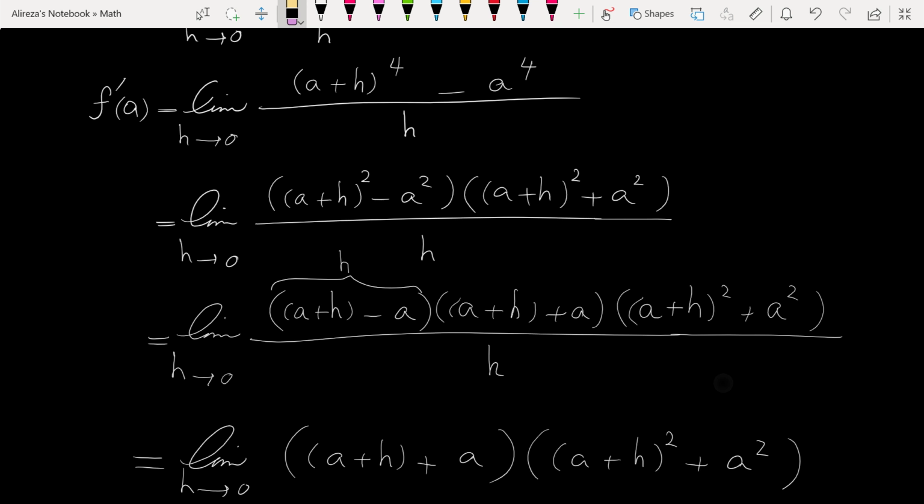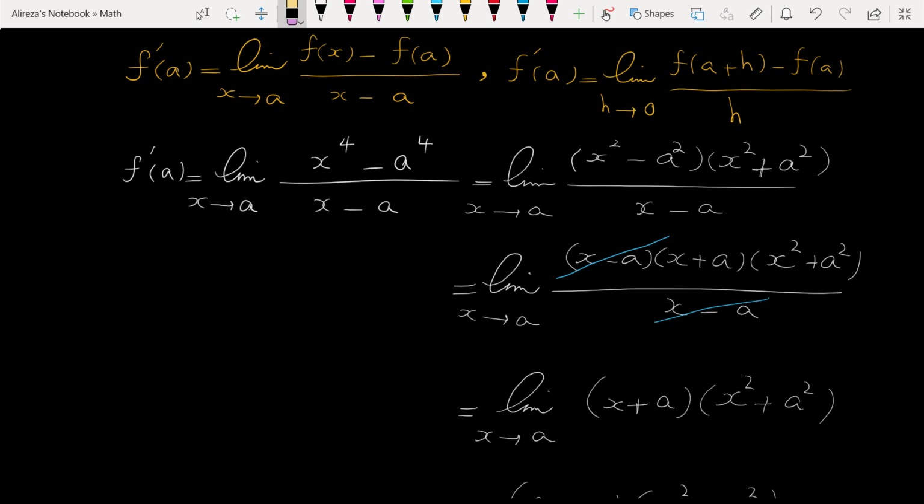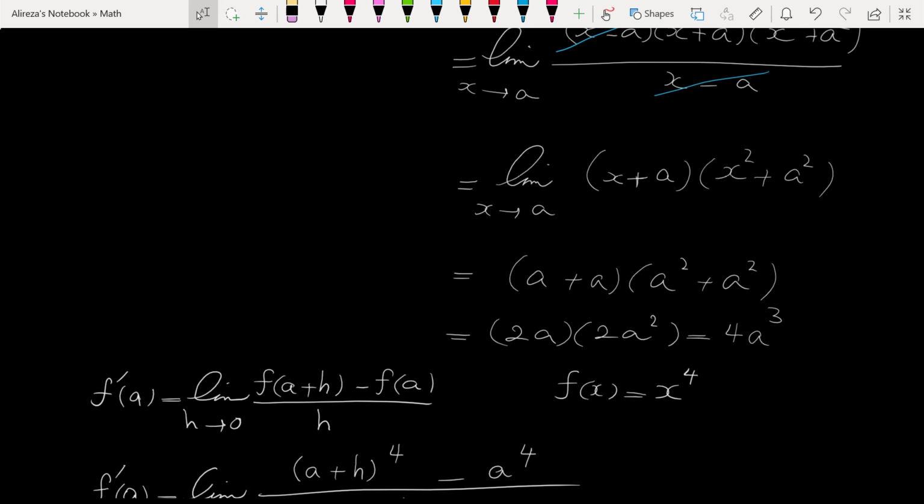And you can see that the answer is the same answer that we got here with the first formula. The answers are the same.